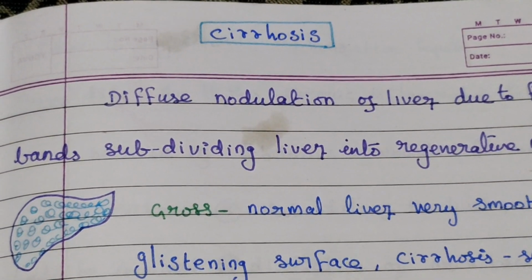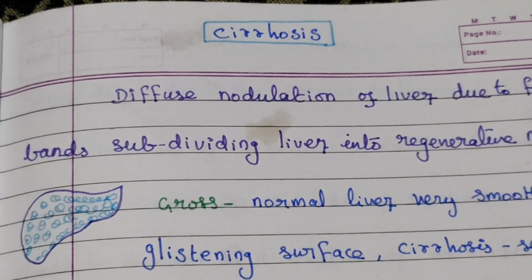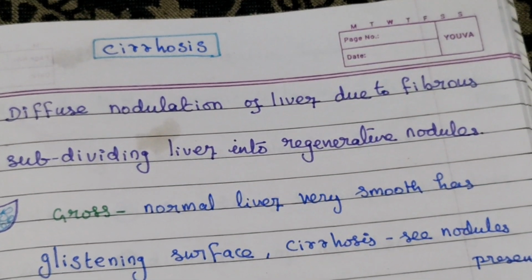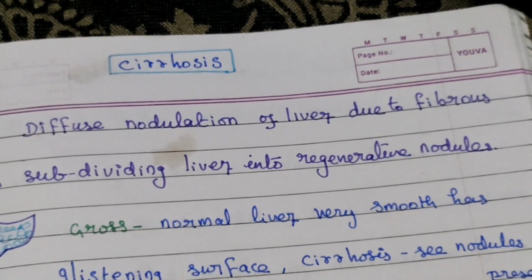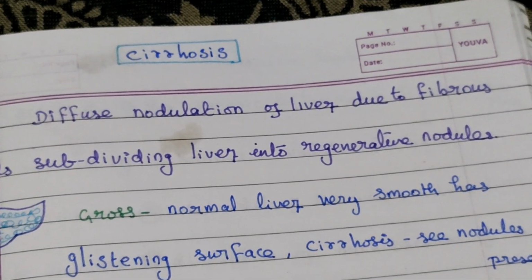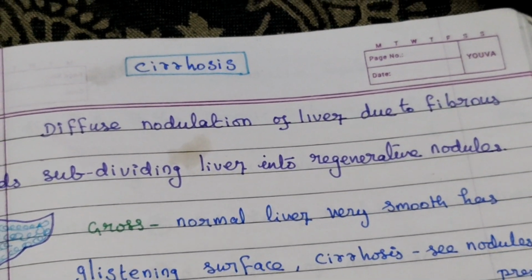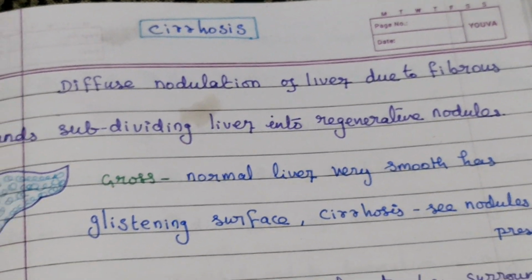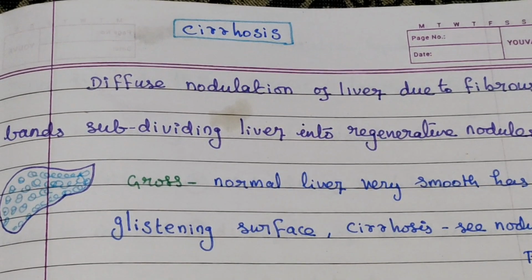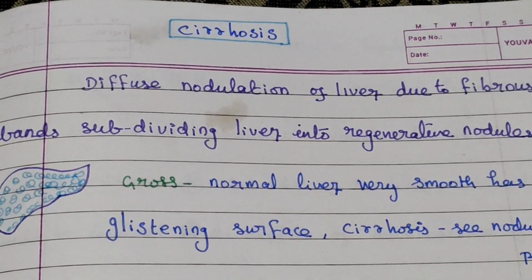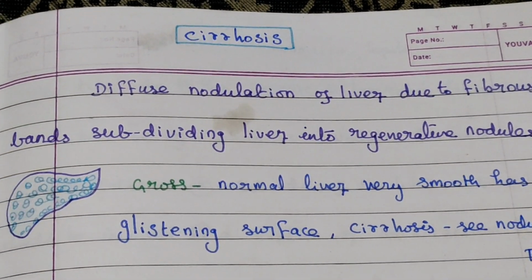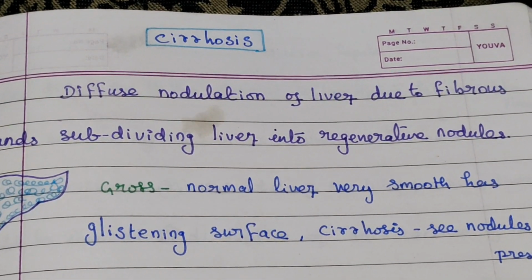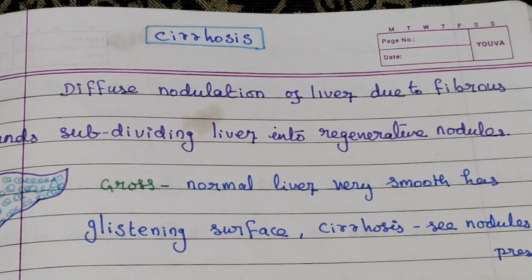In this video, we'll discuss liver cirrhosis. What is cirrhosis? Cirrhosis is diffuse nodulation of the liver, which is due to fibrous bands which divide the liver into regenerative nodules.